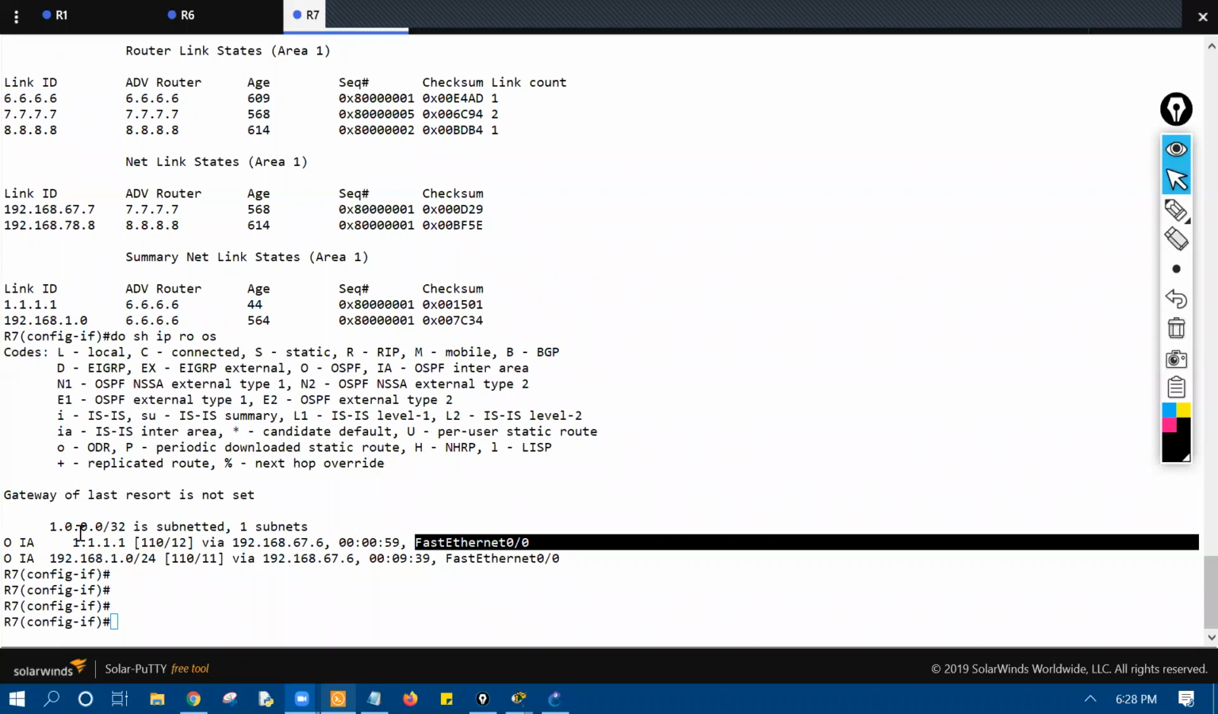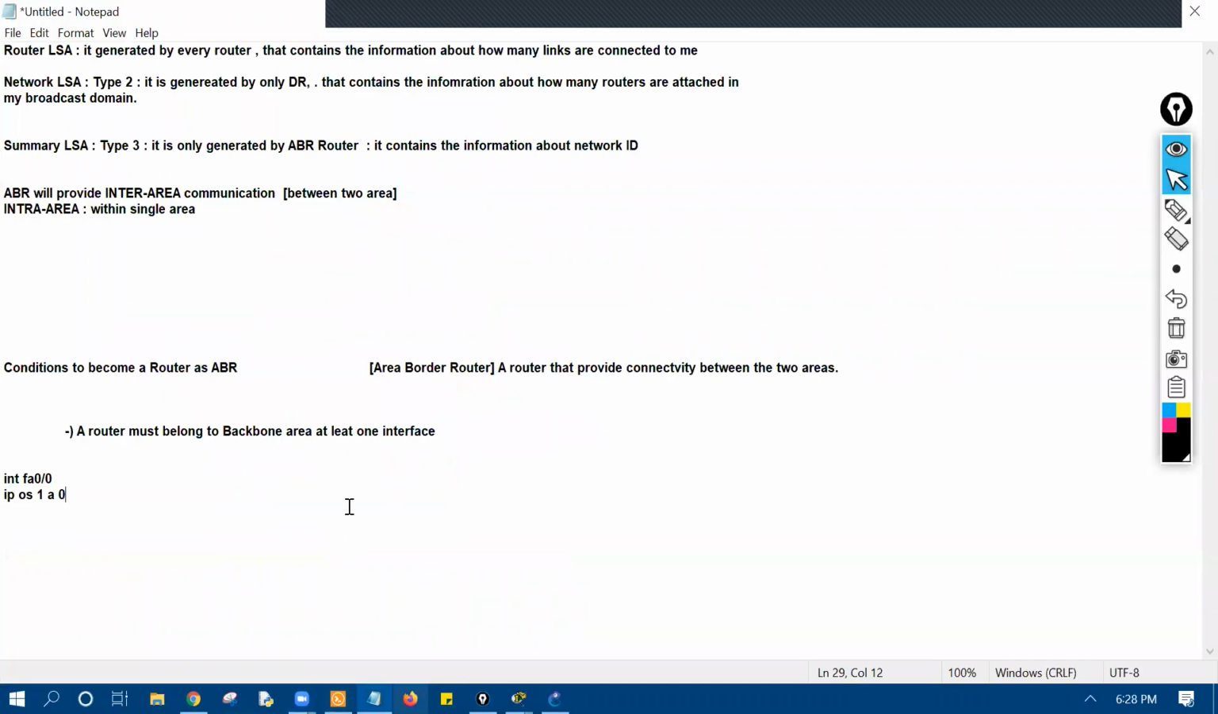So see, try to answer this one. OIA. Now, two things are very, very important, guys, that you have to remember always. We have six types of routes in OSPF. Okay, before I do that, let me show you one thing.